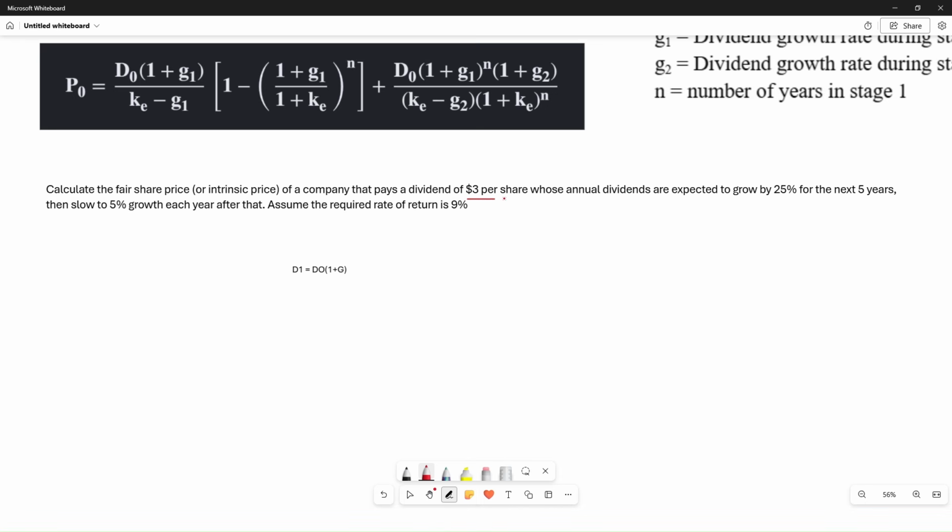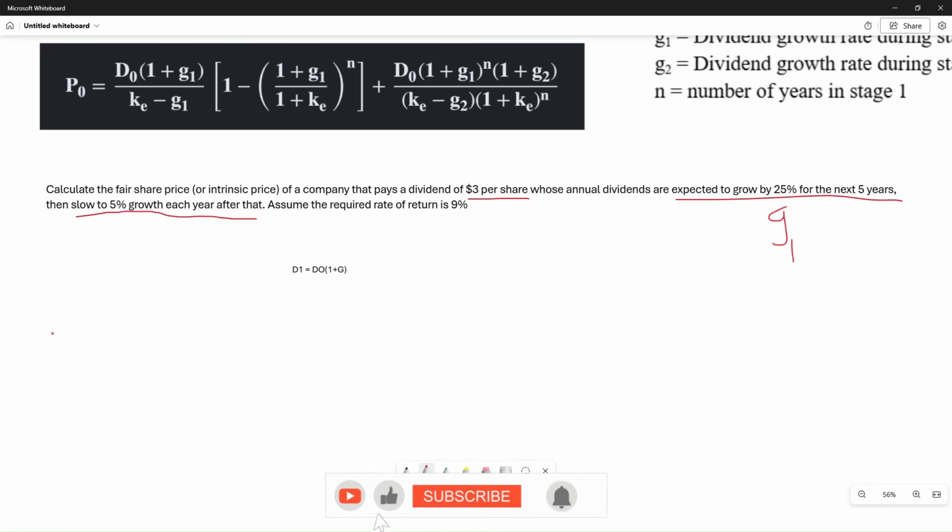We have the first parameter here, dividend per share, expected to grow by 25% for the next 5 years. Okay, let's continue before we come back to them. And it's going to slow down to 5% growth after that. So after the first period, this is the second period, basically. So we know that this 25% is basically our G1, which is given. Then it's going to slow down to 5% after the first 5 years. This is going to be the growth for the second period, which is now going to be our G2.